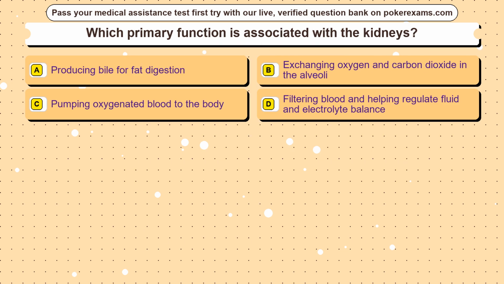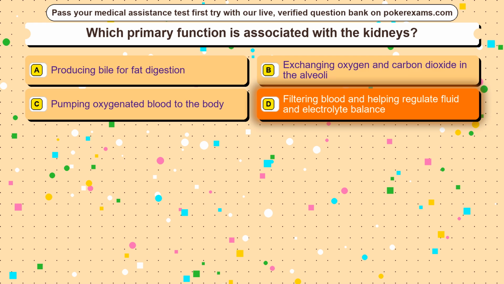Question 76. Which primary function is associated with the kidneys? Option A, producing bile for fat digestion. Option B, exchanging oxygen and carbon dioxide in the alveoli. Option C, pumping oxygenated blood to the body. Option D, filtering blood and helping regulate fluid and electrolyte balance.